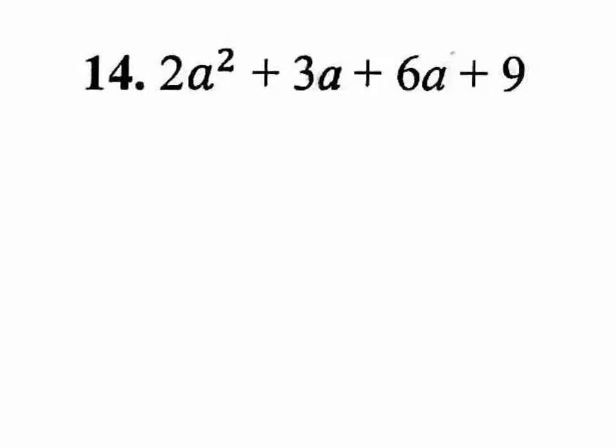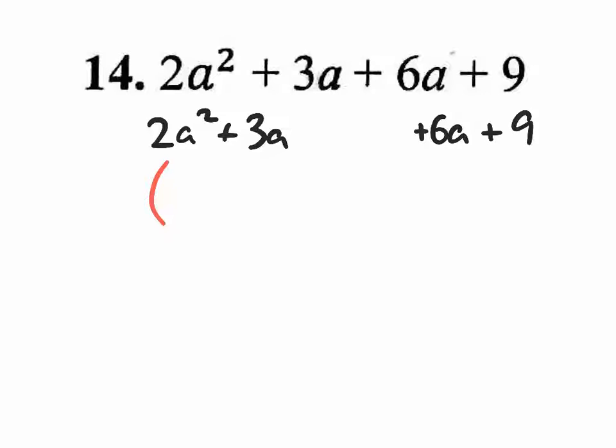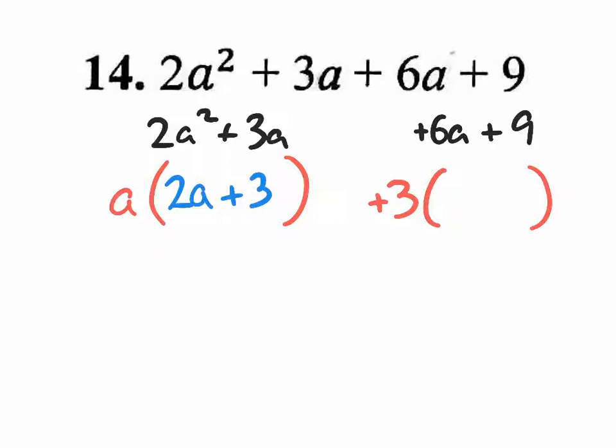Step one is to make more space between the two groups. So I just rewrote it, and I made space between the first two and the last two. Now after that, I'm going to factor out of the first group. And what's my GCF on the first one? A. Just an A. And if I pull out an A, what would be left? 2A. What else? Plus 3. Now how about the second group? I have a 6A plus 9. I could take out a 3, a positive 3 that is, and what would I have left?